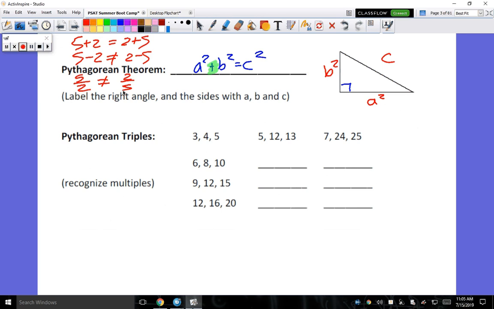Yeah? Wouldn't that just be b and a, not b squared and a squared? Ooh, nicely done. Nice catch. So that is a common mistake as far as how we label stuff, and I think we do it with conic sections as well. But we are definitely using this to find those sides for sure. Let's go to the Pythagorean triples.